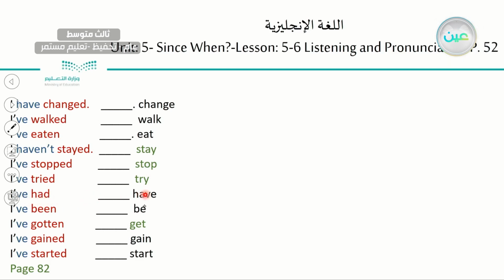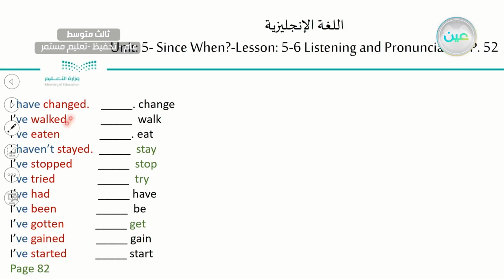And here, irregular verb, had, I've had. It comes from the verb have. Been comes from the verb be. Gotten comes from get. Also here, it's an irregular verb like ate and eaten, okay? And also here we have gain, we just added ed to the verb gain. Start, started, we just added ed.